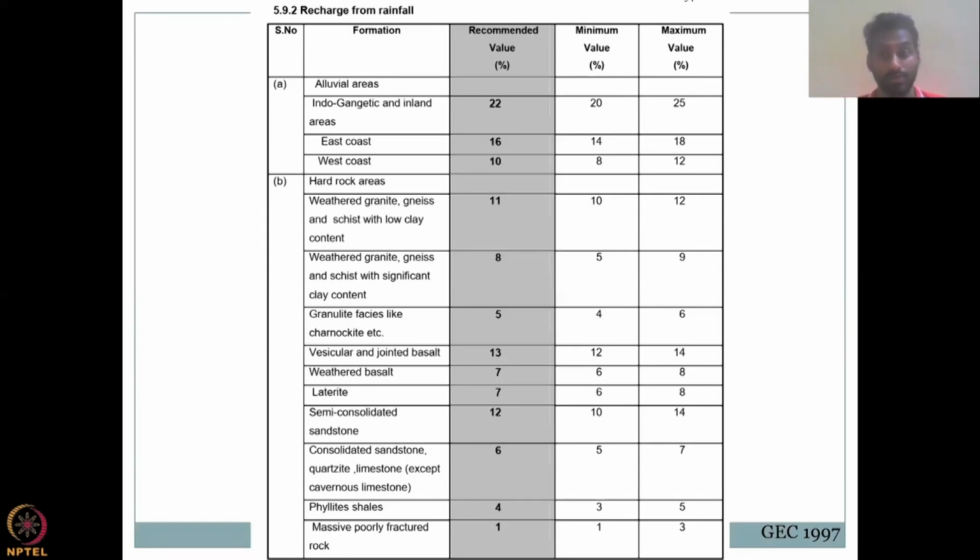So now I'm giving you the volume, but what is the time? That is hard to tell. I can say, I give you 100 mm rainfall in an alluvial aquifer, you get 22 mm as recharge. But is it going to happen the next day the rainfall happens? No, because it is a process which takes slow time to go in. So it is better to say annual.